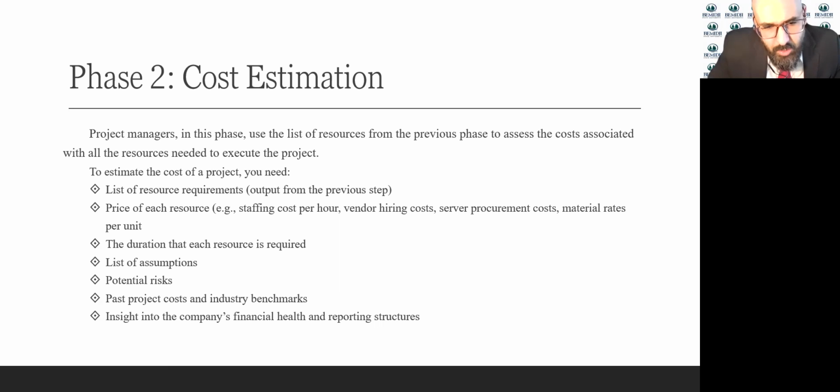And you could look into the financial companies' financial health and reporting structure. You could look into some of the cash flows of the company, and expenses for the direct or indirect costs, etc. These will help you in estimating the cost.